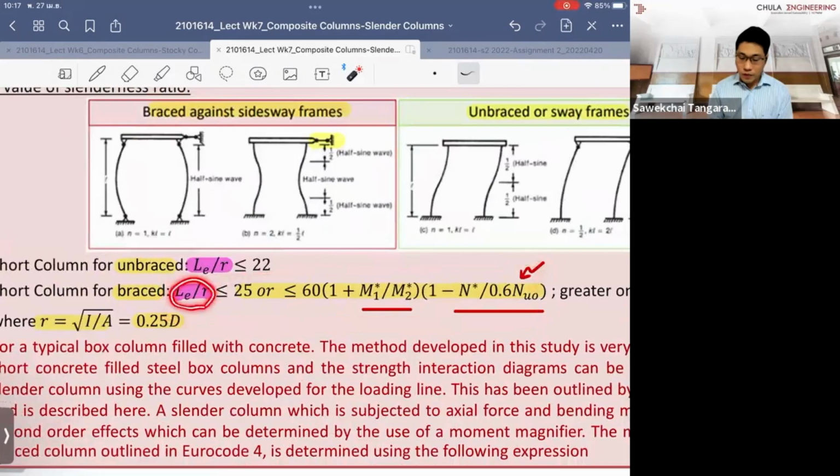If the ratio of LE over R sits less than these two values, so basically the column that you're looking at isn't sensitive to the slenderness. So the length of the column is not considered to be high compared with the size of the section. So you can design it as a short column or the stocky column. But if the ratio is more than these two limits here, of course, you have to adjust further because the column that you are considering is called a slender column. Okay, so this is the concept that we use in the design.